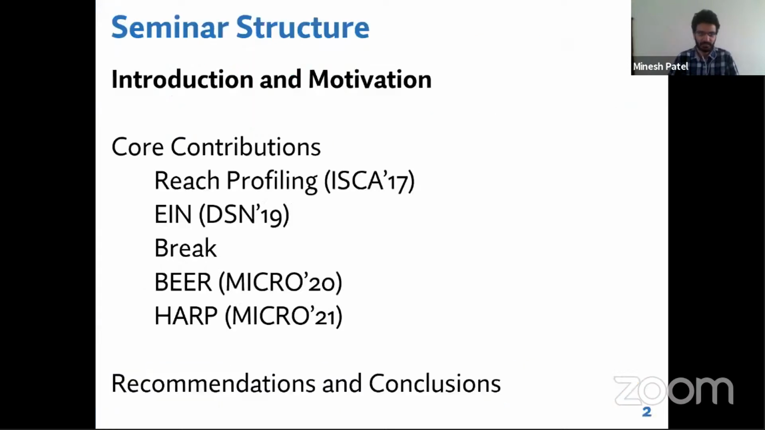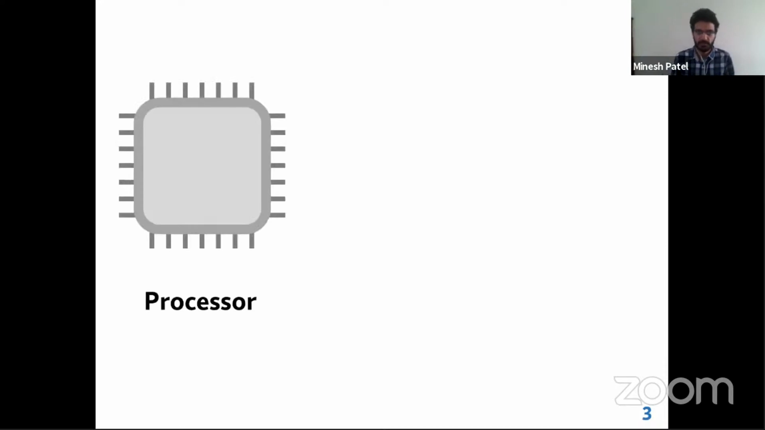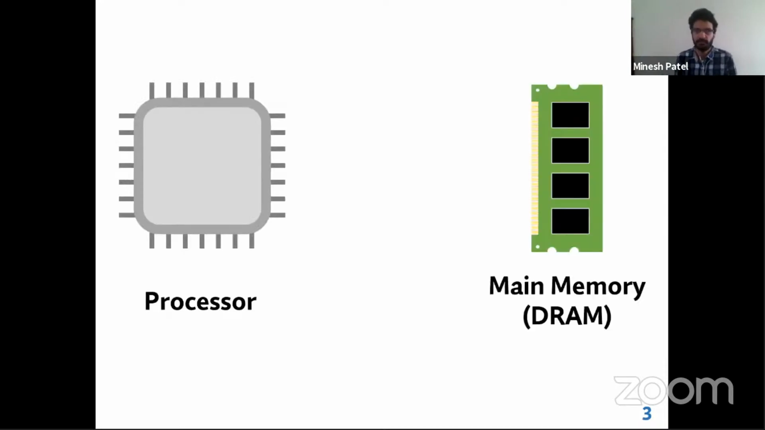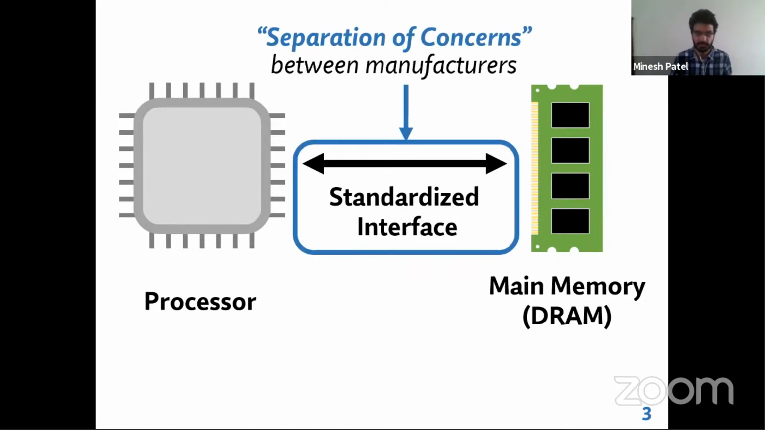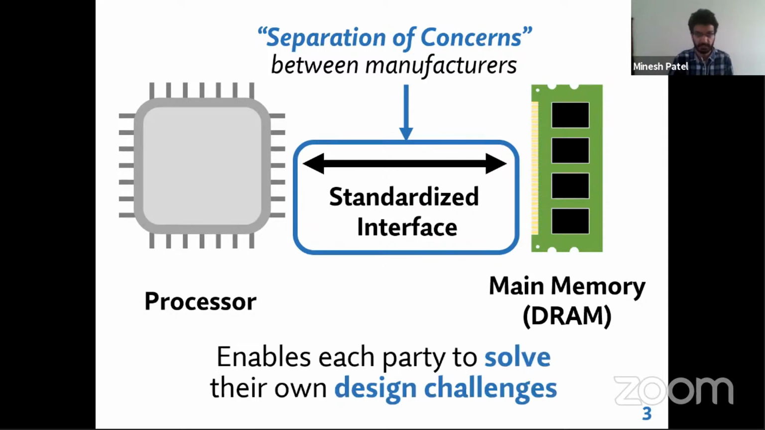Here is the overall structure of this seminar today, and I'll start off with a short introduction and motivation for the work. So let's start with a look at a conventional computing system. Here we have a processor that operates on data and main memory that stores data. In this talk, we'll mostly focus on DRAM, or dynamic random access memory, which is widely used throughout modern systems. These 2 components are typically connected with a standardized interface, and this allows interoperability between processors and DRAM chips from different manufacturers. This interface also provides a separation of concerns between the 2 parties, allowing each of these groups to focus on solving their own design challenges.